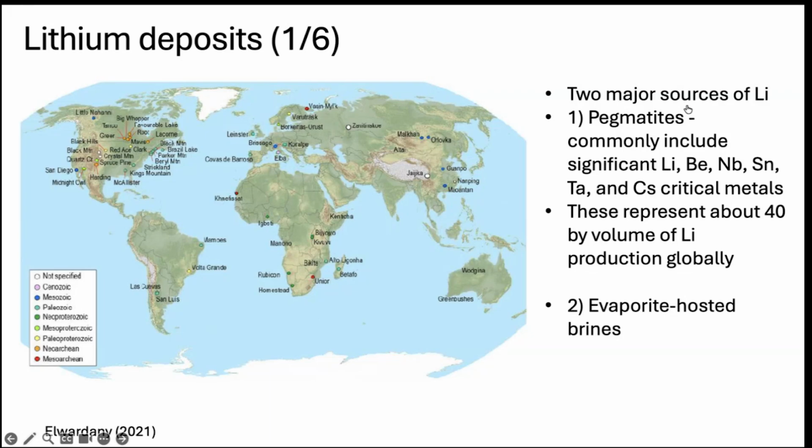So we have pegmatites. Pegmatites are intrusive rocks, so they're magmatic rocks with very large crystals. And sorry, I just got to move this out of the way.